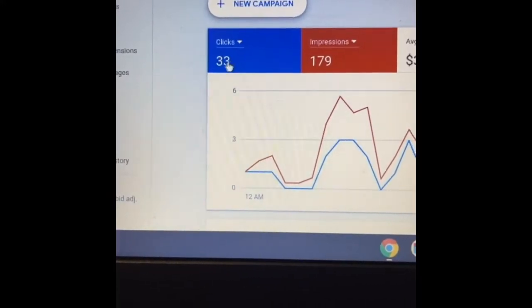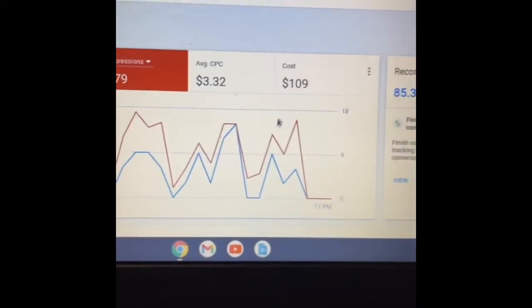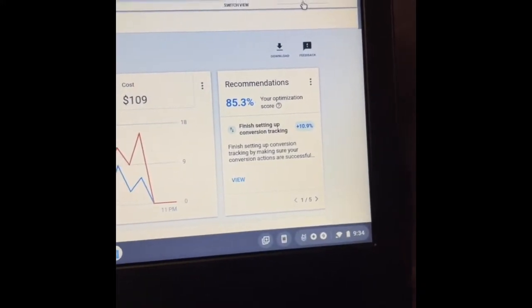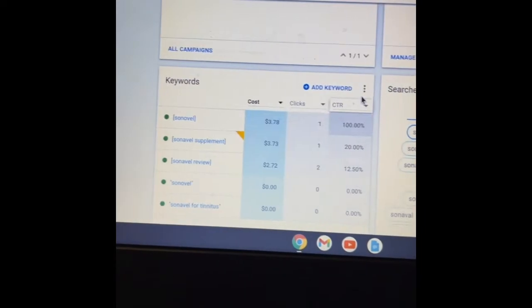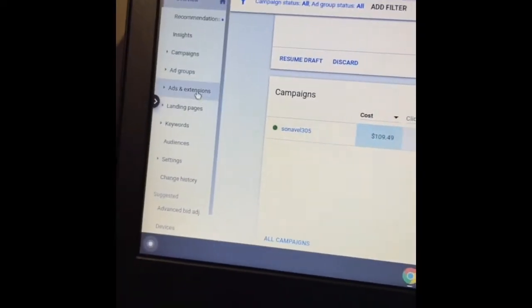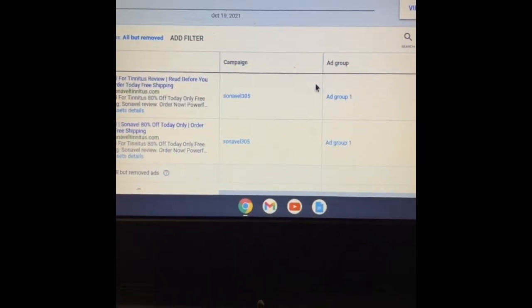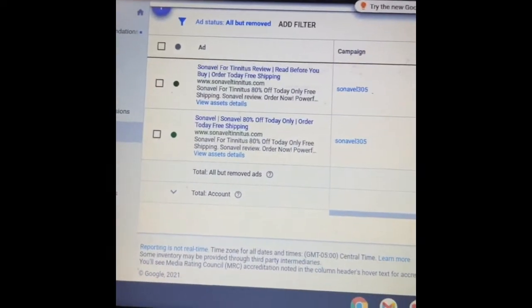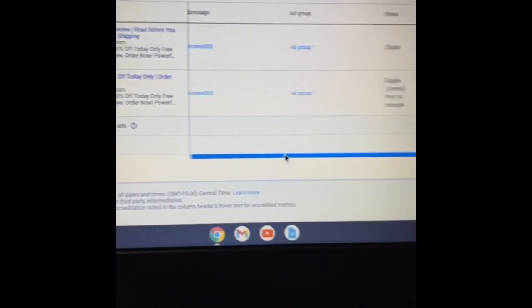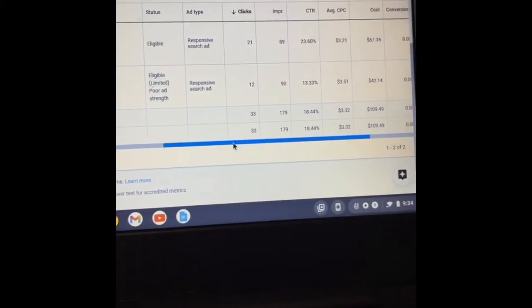As you can see, I got 33 clicks out of 179 impressions. I'm paying about $3.32 per click. I spent $109 today. As you can see, today is October the 19th, 2021. And let's see, let's go to the ad. Got 2 ads running of the same product. Got 21 clicks on one, 12 clicks on the other one. As you can see, my click-through rate overall is 18%, which is very, very good.